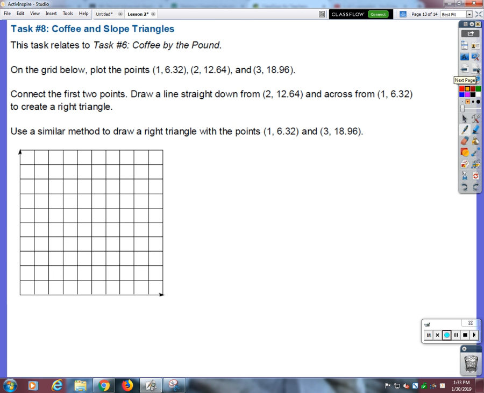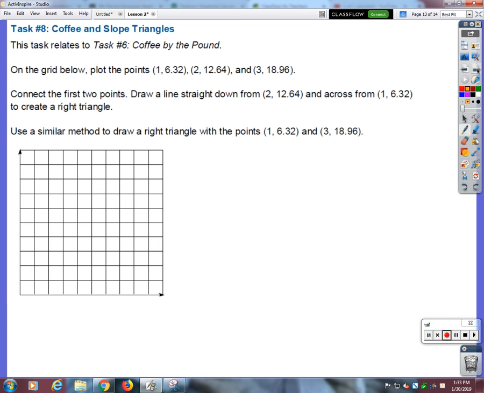Okay, number 8, coffee and slope triangles. On the grid below, plot the points 1, 6.32, 2, 12.64, and 3, 18.96. Where did they get those from? Yeah, the coffee problem, remember? Those are the same points that we graphed already.